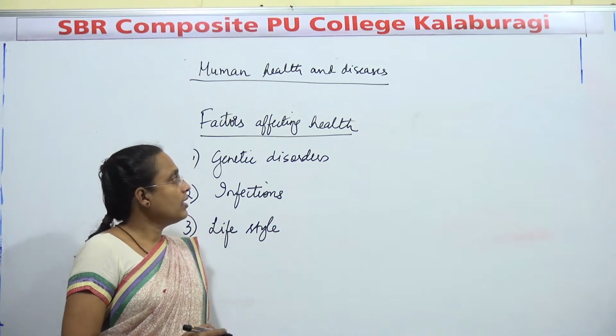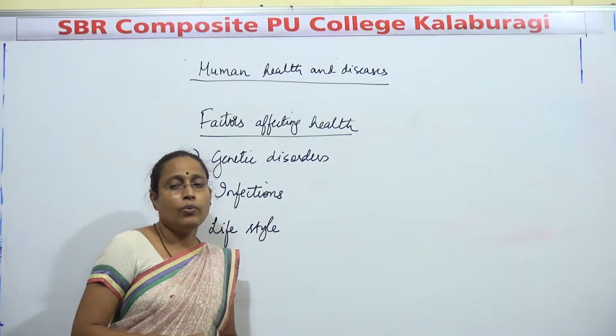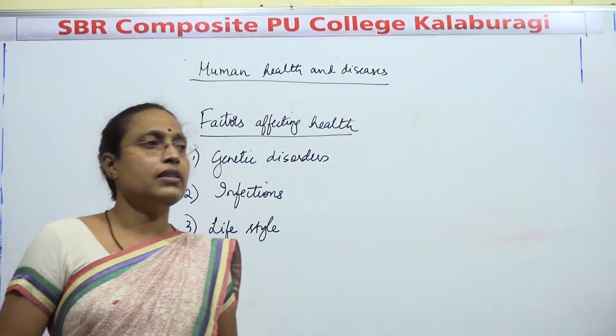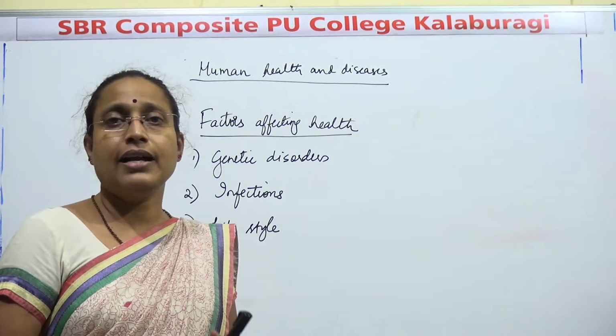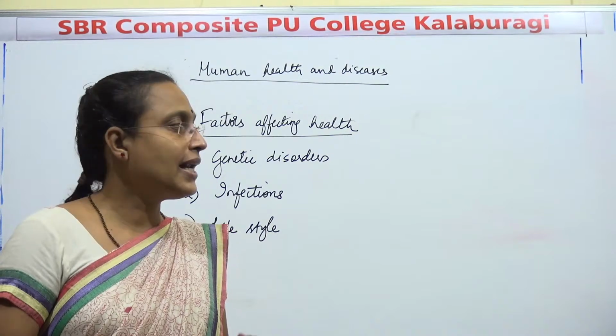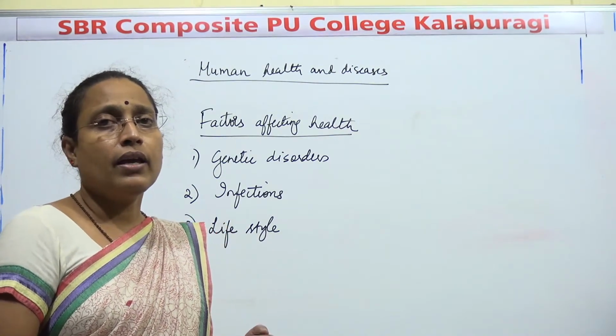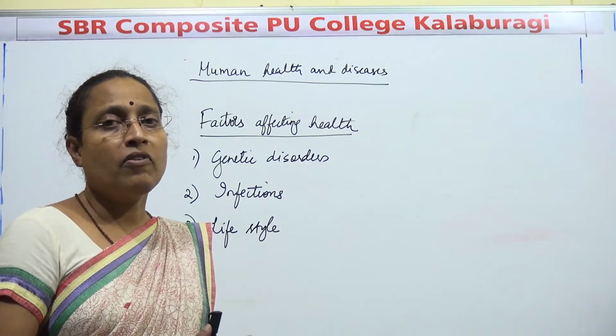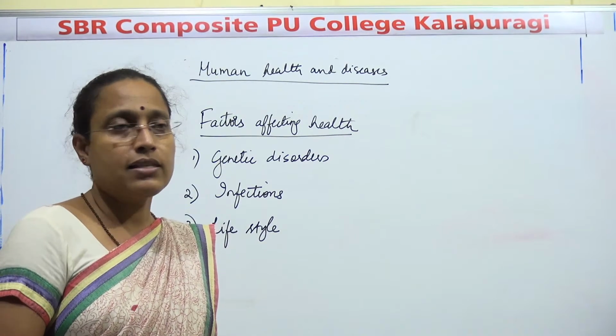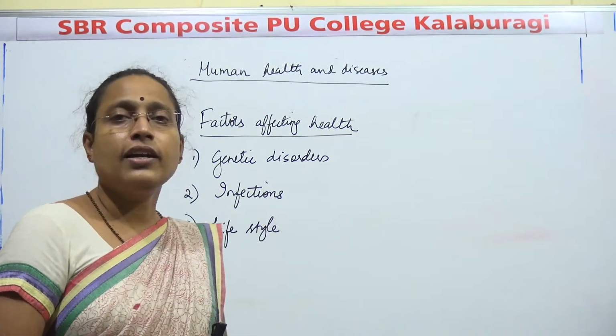So first one, remember, when health is there, there should not be any discomfort and disability. Remember, when there is disability, discomfort, lack of happiness also, all these will indicate an outcome of unhealthiness. So first one you see, genetic disorders.